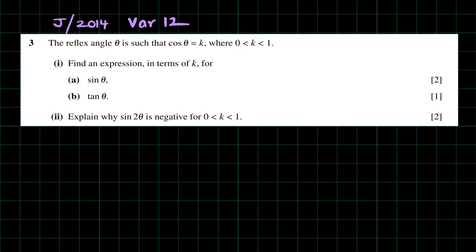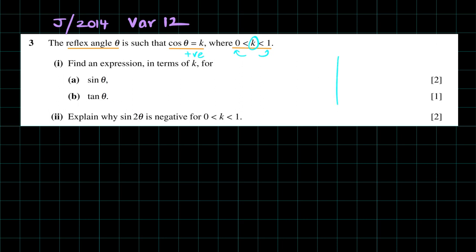and 1. Now the very first thing that I should underline is that we are dealing with a reflex angle and cosine of this angle is positive. Not only is k positive, it's also a fraction because it lies between 0 and 1.